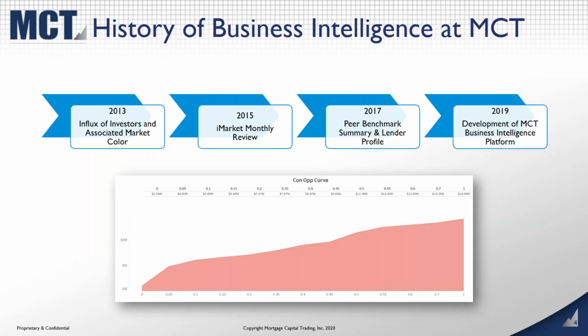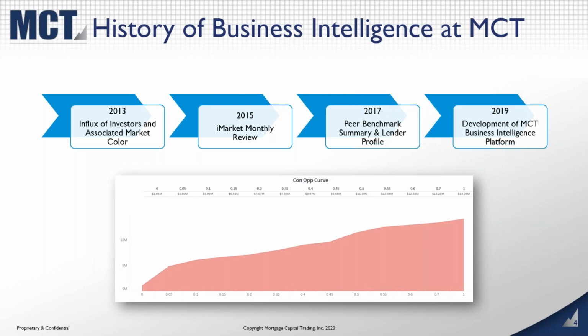The first of those static reports that were distributed came out in 2015 as the iMarket Monthly Review. Now, I hope most of you have experience with that report set. It covers your individual market of different investors and executions.